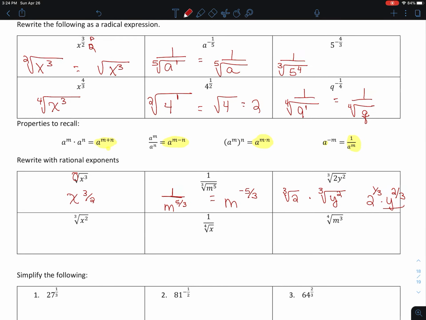They have different bases, so we can't add those exponents. What I gave you is actually needed for down here, sorry. Needed for down here. All right, pause the video and you can do the last 3.